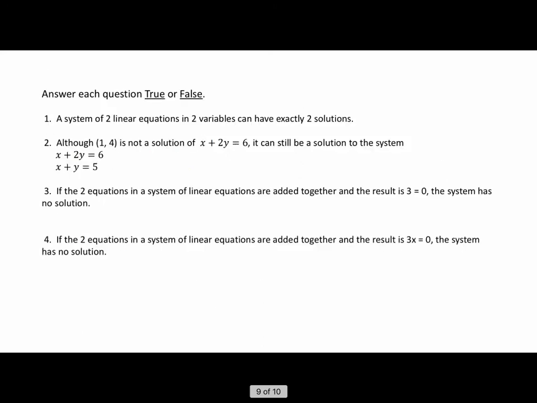For the last part, we just want to answer true or false here. So for number 1, a system of 2 linear equations and 2 variables can have exactly 2 solutions. That doesn't make any sense. Either the system has one solution because you have intersecting lines, no solutions because you have parallel lines that will never touch, or infinitely many solutions, which is all of the same points that the identical lines share.